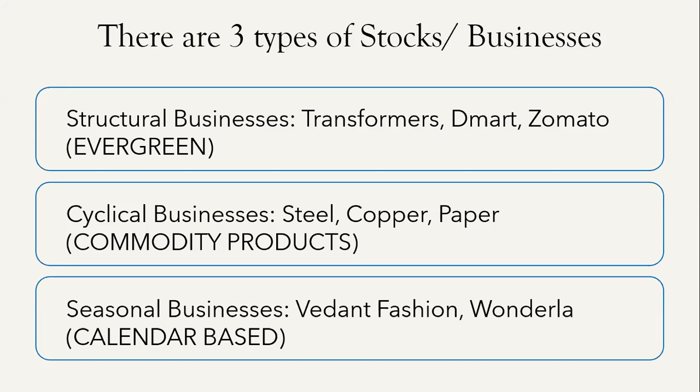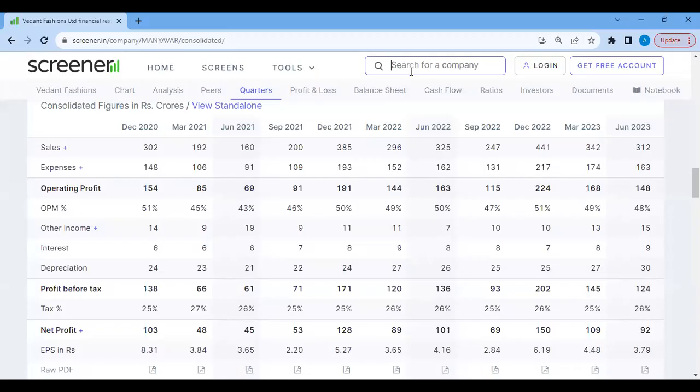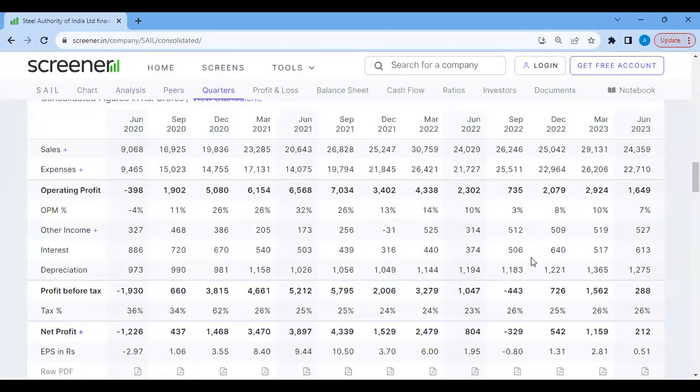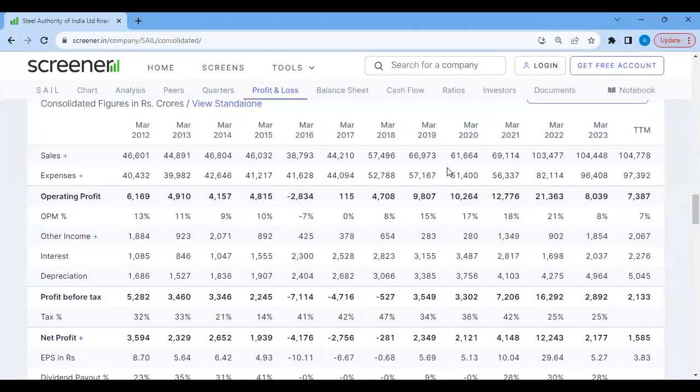Let me show another example of a cyclical. Okay, let's see this example. Can you see the cyclicality in the margins? 13, 11, 10, -7, 0, 8, 15, 21, 8, 7. Can you see a cycle happening? It went down from 13, then went up. It's cyclical, right? It's a proper cycle happening.